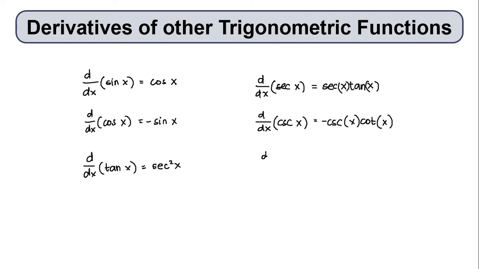Then, yung derivative ng cotangent of x, equal naman yan sa negative cosecant squared of x. So, tatandaan nyo lang tong anim na to. Yan yung mga basic trigonometric functions na dapat nating maalala every time na magsasolve tayo ng mga trigonometric functions.